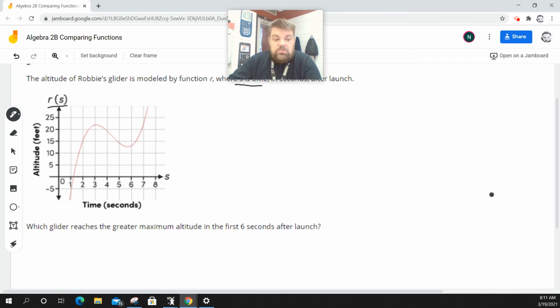So then it says, which glider reaches the maximum altitude in the first 6 seconds after launch? Well, his glider goes up. So when they say maximum, they're talking about relative maximum and relative minimums. So this is a relative maximum.